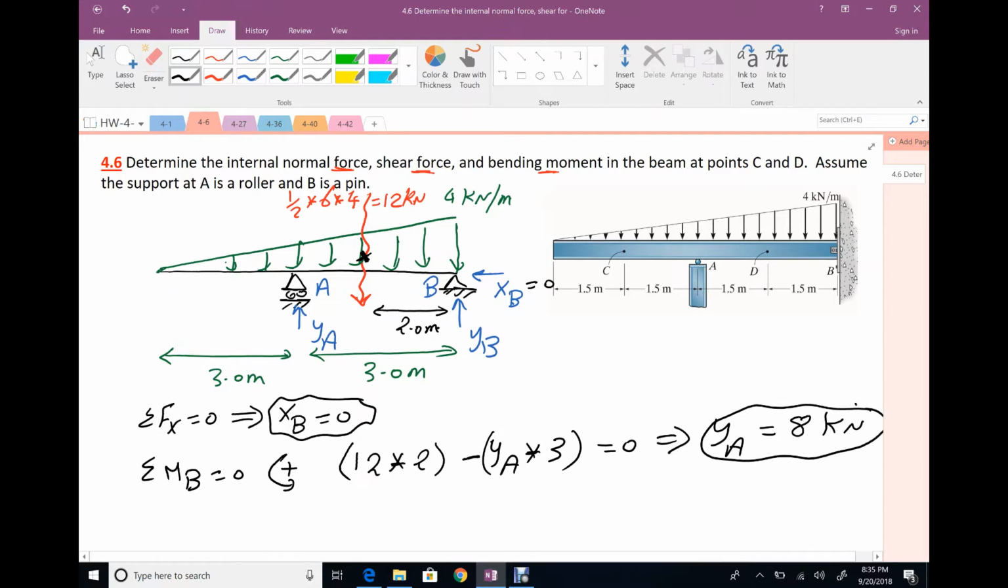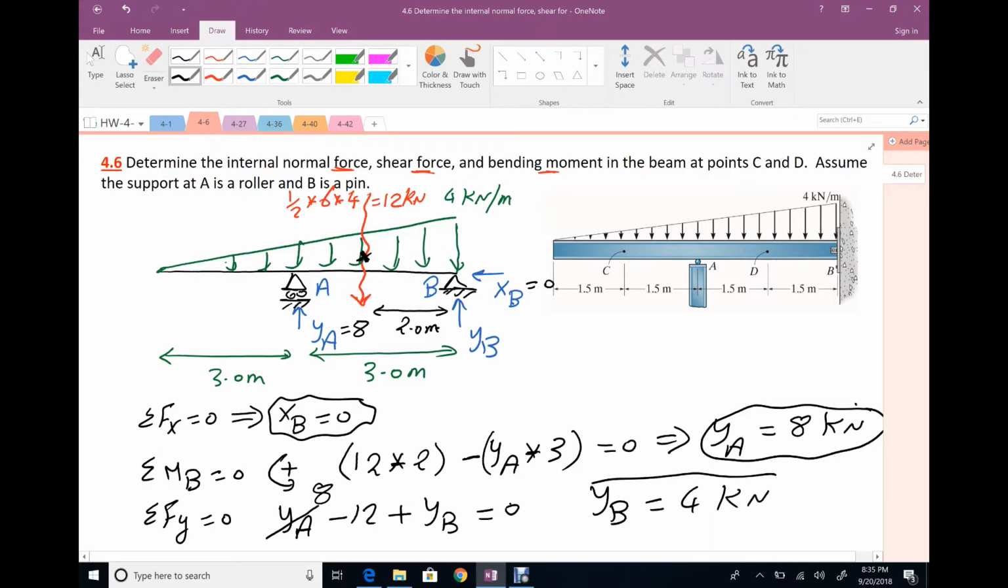The value of YA equals 8 kilonewton. So my reaction here is 8. Summation Fy equals 0. We have YA, negative 12, plus YB equals 0. YA was 8, that means YB will be 4 kilonewton. Perfect.